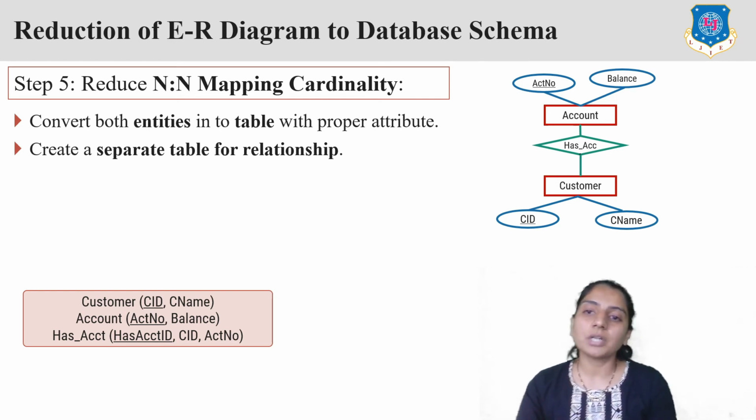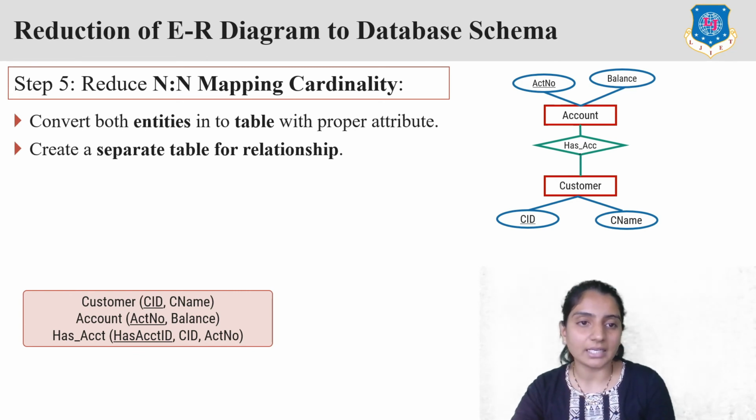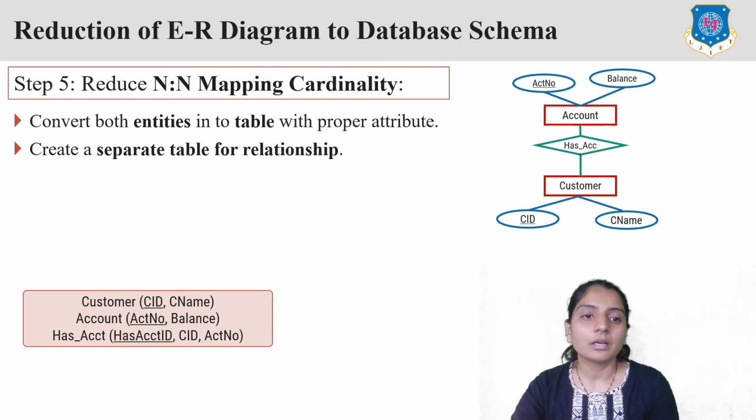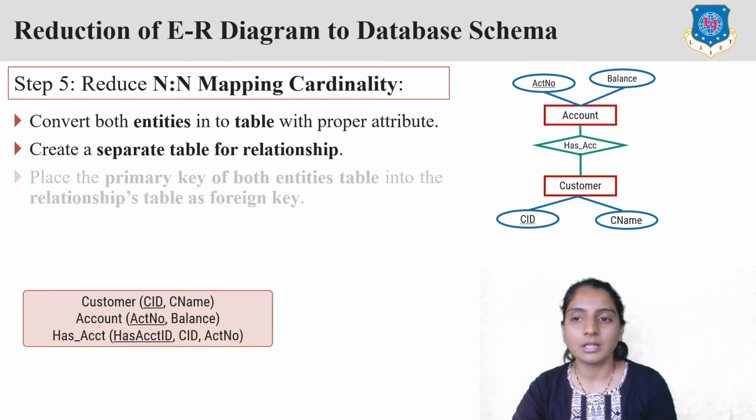So we have to reduce this many-to-many mapping cardinality by creating another table for the relationship between these two, which is has account. We can create a new table for has account, and in that table we can use account number and customer ID as keys, and we have to generate one new primary key for the has account table.